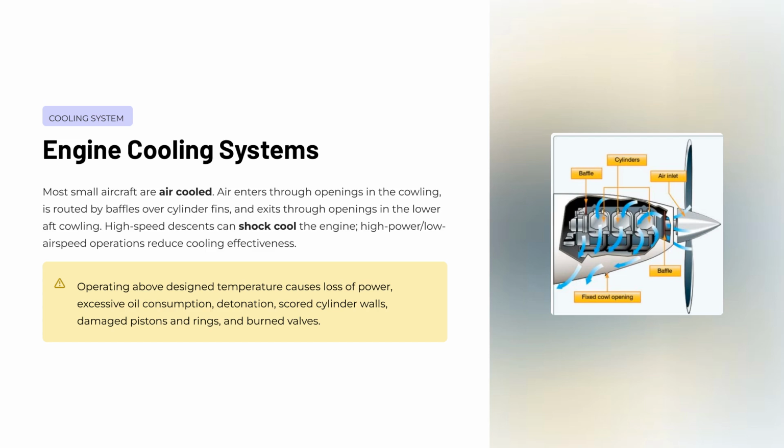Understanding the consequences of operating above design temperature is critical. Overheating can lead to a serious cascade of problems, including loss of engine power, excessive oil consumption, detonation, scored cylinder walls, damaged pistons and rings, and burned valves. These are not minor issues. They can lead to catastrophic engine failure. Always monitor your cylinder head and oil temperatures and adjust your power settings and airspeed to keep the engine operating within its designed thermal limits.